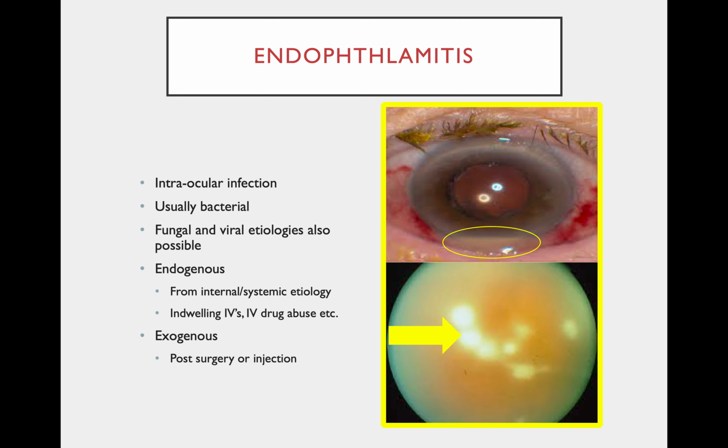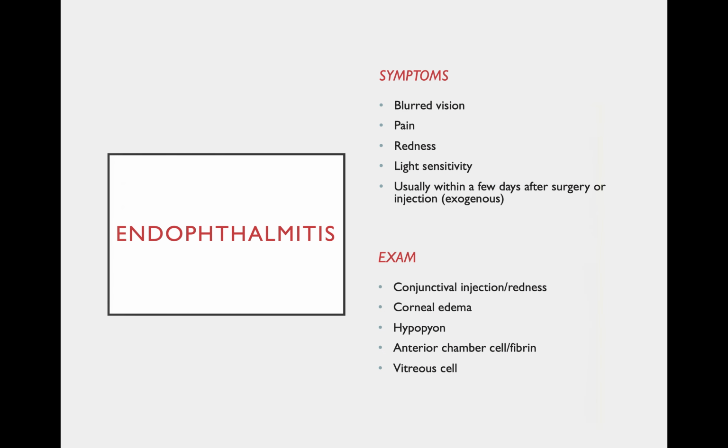Exogenous is what we usually see in the office. That's due to bacteria or fungus being introduced into the eye from an external source. Most often, this is actually after surgery, such as cataract surgery, or after we do an intravitreal injection. Symptoms are blurred vision, pain, redness, light sensitivity. It's going to usually occur within a few days after the procedure, and so if it's been much longer than that, it's usually not going to be infection, although that's not always the case. And if it's within less than 24 hours, also usually not going to be infection.